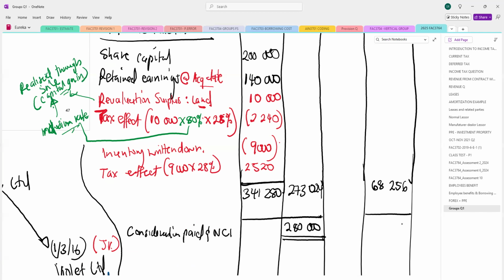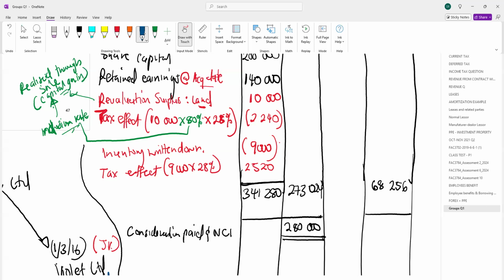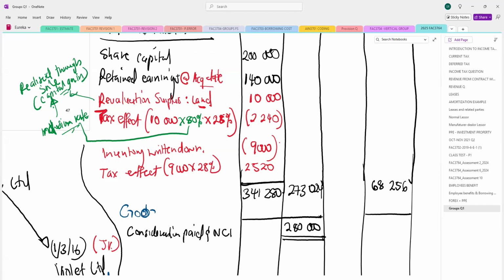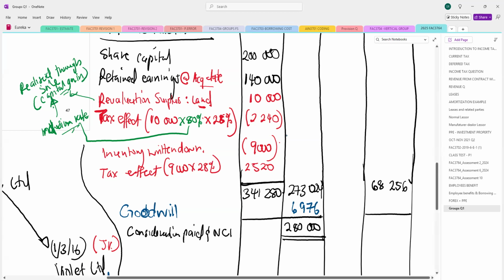Because I've paid more, it means that this is going to create a goodwill. So I'm going to have an asset now, an added asset on my side, the investor. So we're going to have goodwill, which is going to be the difference between 280, which is the investment amount, and 273, which is the equity obtained for 80% shares. So 280,000, let's calculate, guys, minus 273,024. How much is my goodwill? 6,976. Okay, so this is goodwill. This is the value that goes to my non-current assets in the statement of financial position.